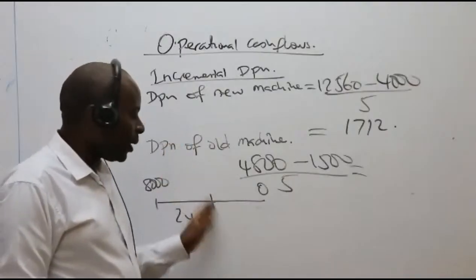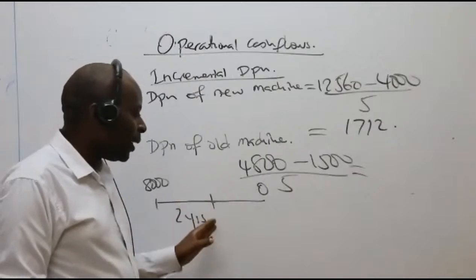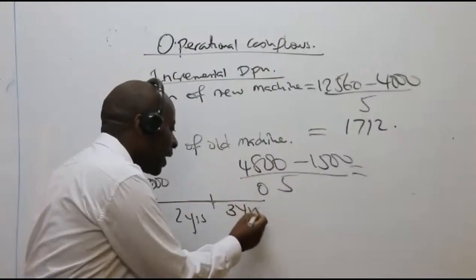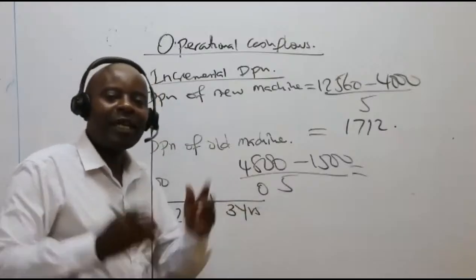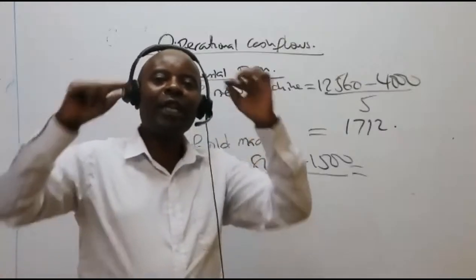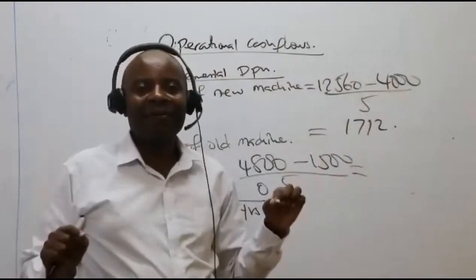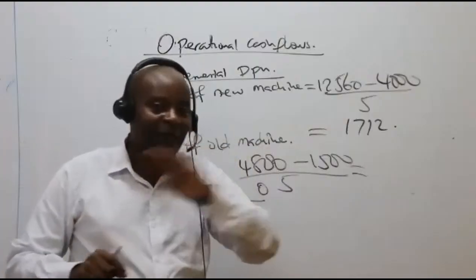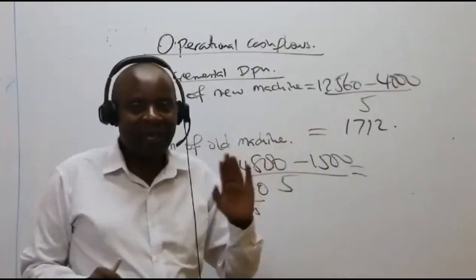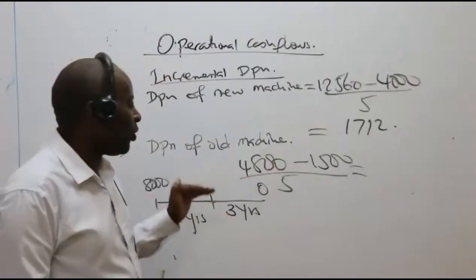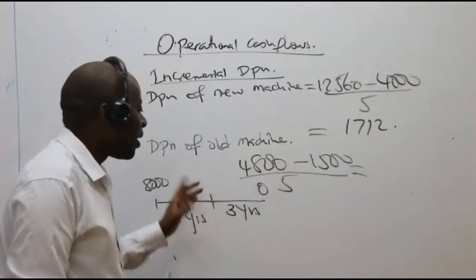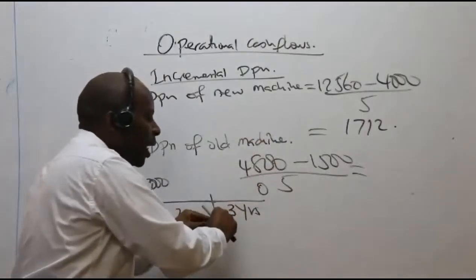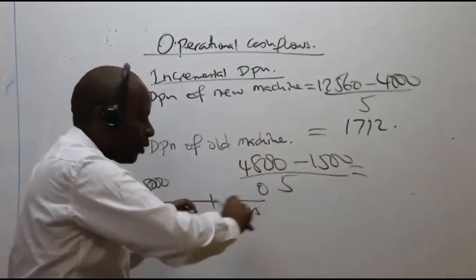Ladies and gentlemen, listen, because the number of years left here are 3 years, which are not identical to the number of years of the new machine. The remaining period for the two machines must be identical. So in this case, the old machine's period is 3 years instead of 5 years. We are to get a way of elongating it. We are to revalue it.